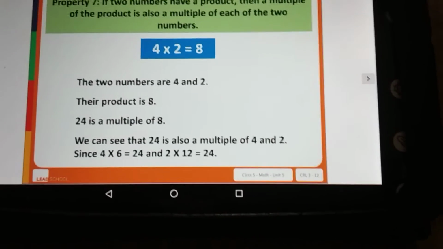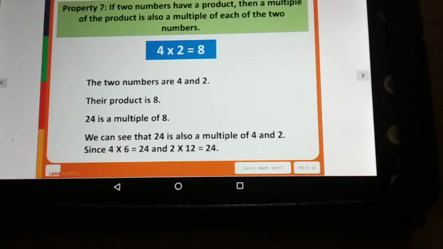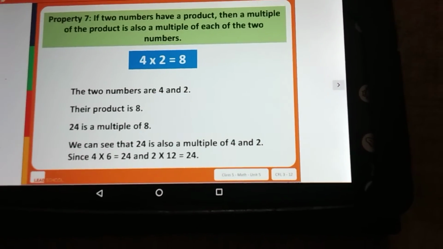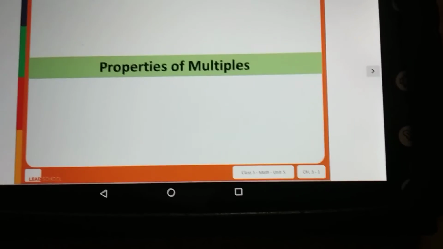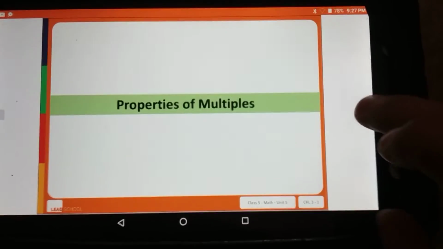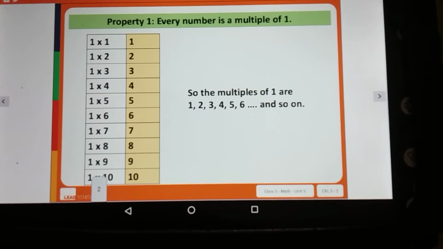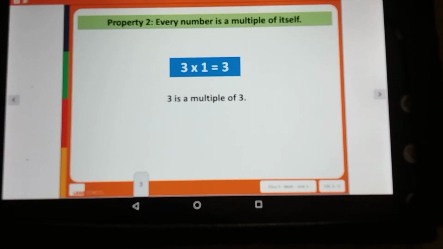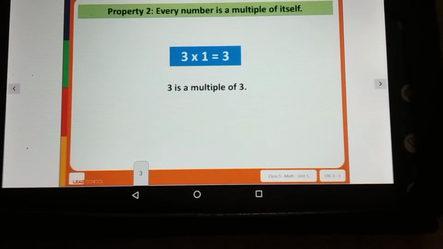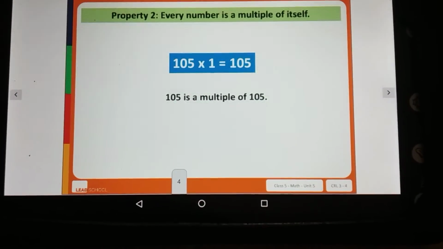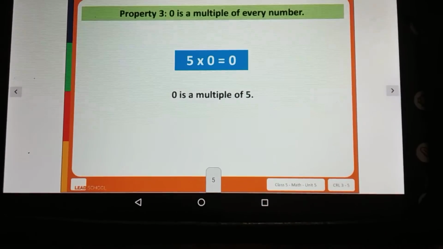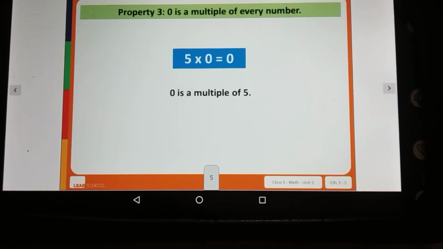So students, today we will learn 7 properties. I'll show you those properties one by one. Let's revise quickly. Property number 1: every number is a multiple of 1. Every number is a multiple of itself. Then 0 is a multiple of every number.